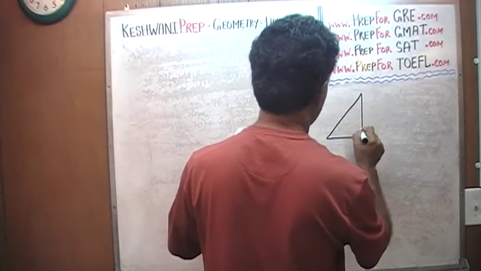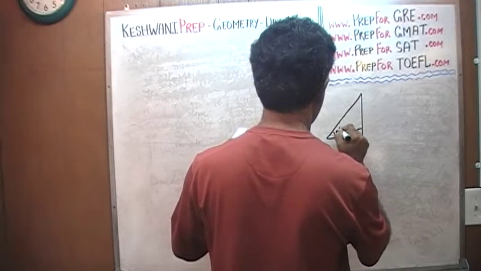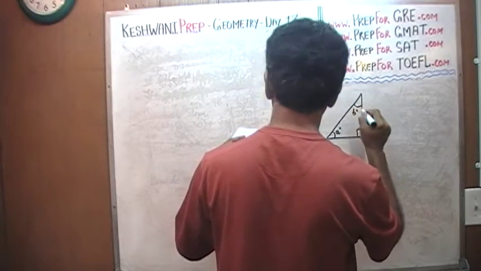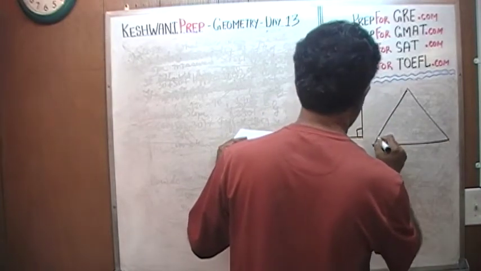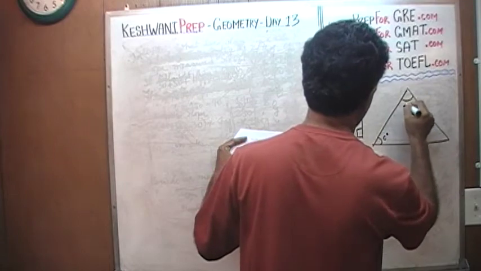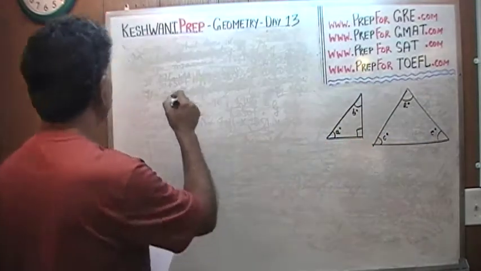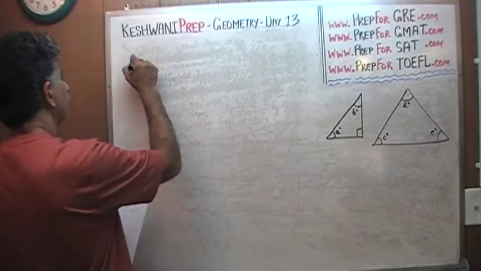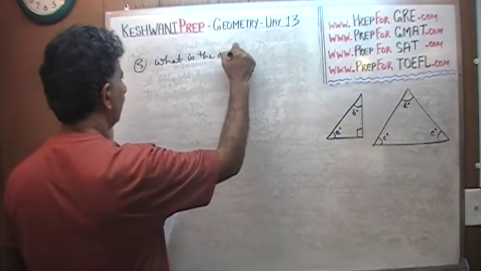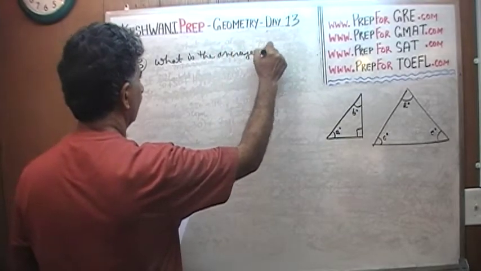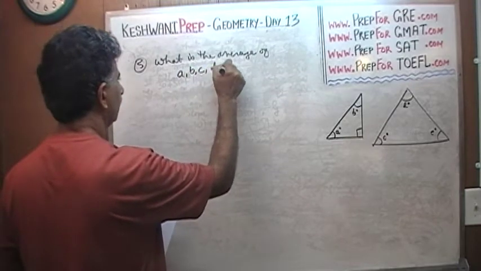We are given a right angle triangle right here. We are told that this is A degrees, this is B degrees, and then we're given another triangle here. It is C, D, and E. And the question, this is problem number 5, simply is, what is the average of A, B, C, D, and E?